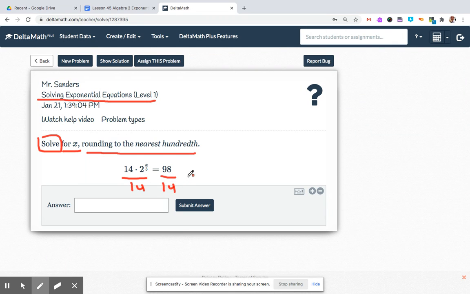And just want to make sure I have a calculator right here next to me. 98 divided by 14 is 7. Okay. So I'll go ahead and do my work up here. So I got 2 to the x over 3 equals 7. All right.